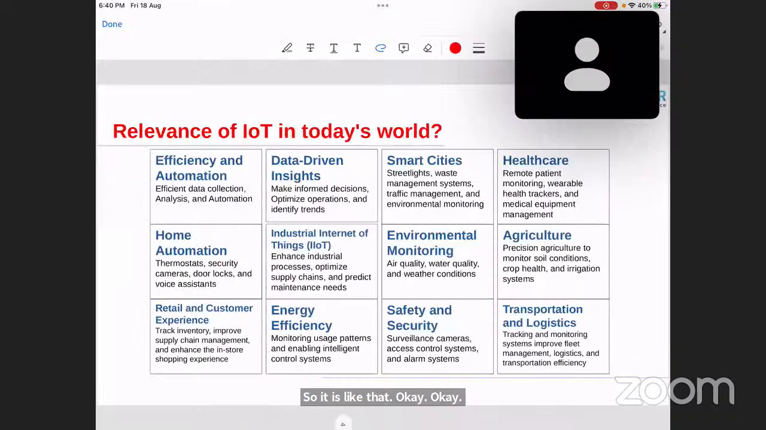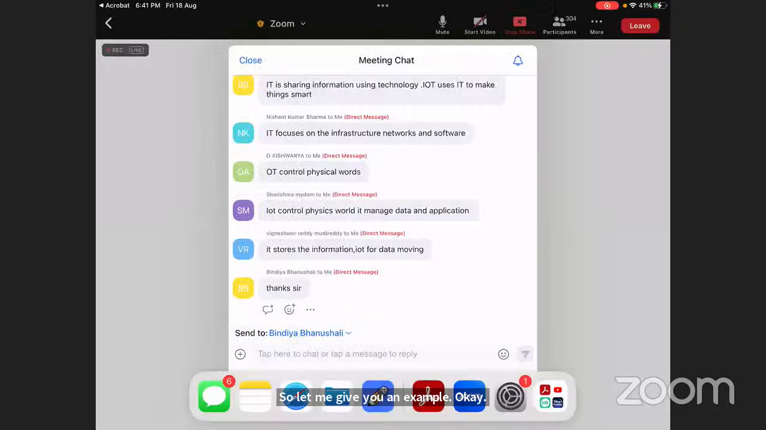Okay. So this is something very important, where we talk about the relevance of IoT in today's world. Basically, this is the major focus around which IoT revolves. So efficiency and automation: efficient data collection and analysis, and automation. So let me give you an example. The rest, I will go through one by one.